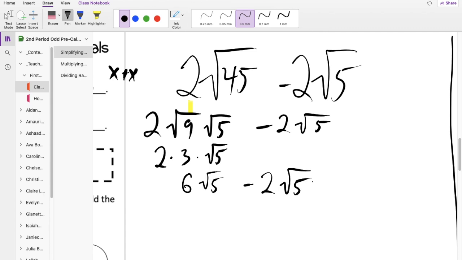Now we actually do have like terms. We have the index of 2 for both radicals, and we have the radicand of 5 in both of those radicals. So all we have to do is add or subtract the coefficients, and we leave the radicals alone. 6 minus 2 gives me 4. So this is just 4, and I keep that radical of 5, and that's it. Let's try another example.